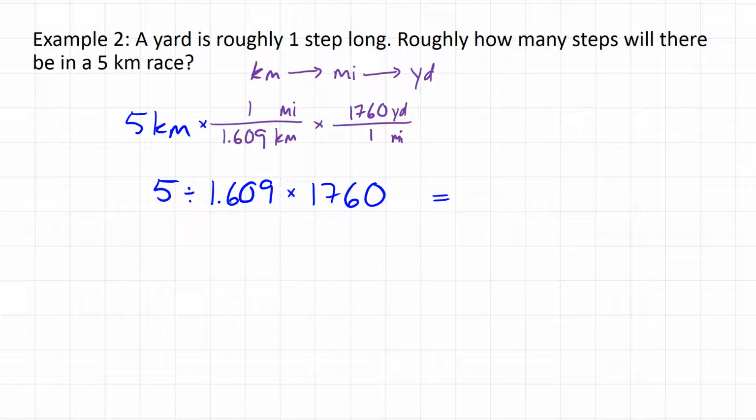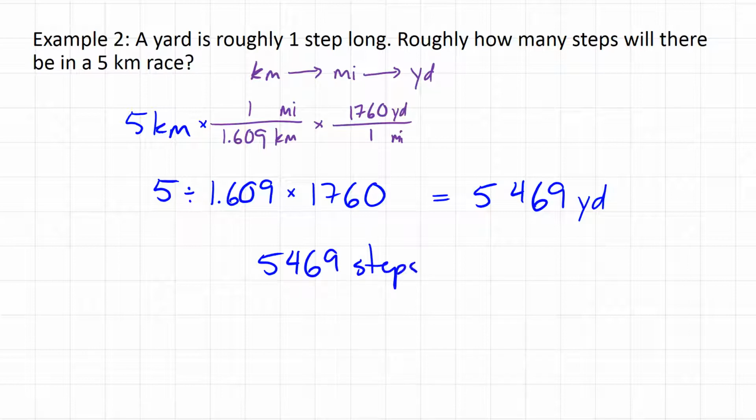And when I do that, I get 5,469, rounding to the nearest whole number, yards. So it would take about 5,469 steps to complete the race. Always remember that you're trying to answer the original question. And so if the original question asked us for steps, let's give a number of steps.